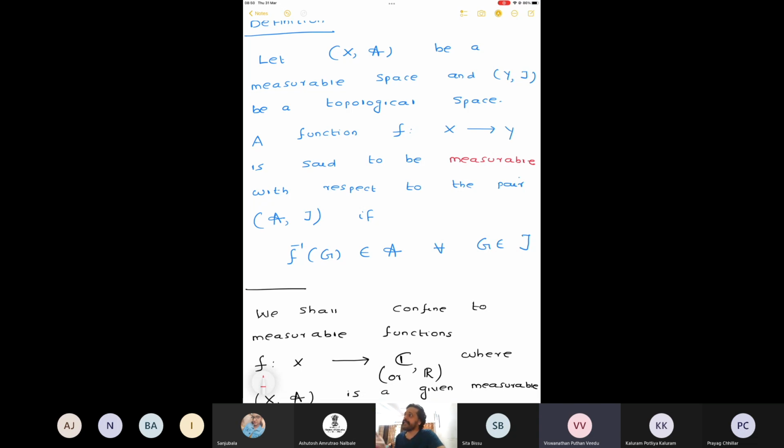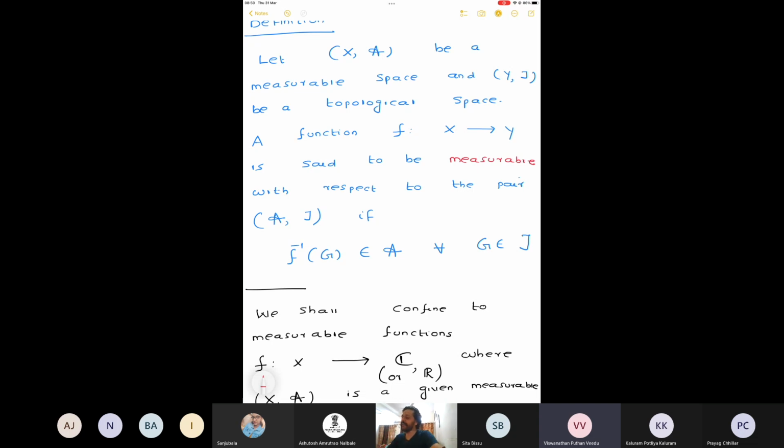But the only difference is, instead of saying it pulls back every open set to a measurable set, how will you define it? Can you tell me the definition? Every measurable set to a measurable set. That will be the definition. I repeat, I made the definition in case the domain is a measurable space and the codomain is a topological space, because later I will be considering only real valued or complex valued functions. But in general, you can talk about measurability when the domain is a measurable space and the codomain is also a measurable space, need not be a topological space, need not have the open set concept, etc.